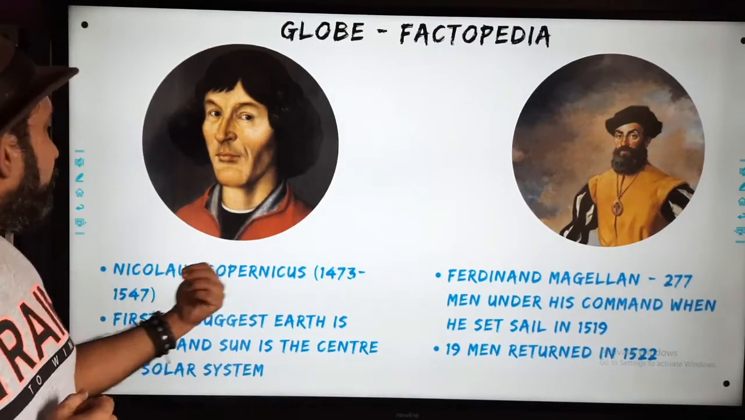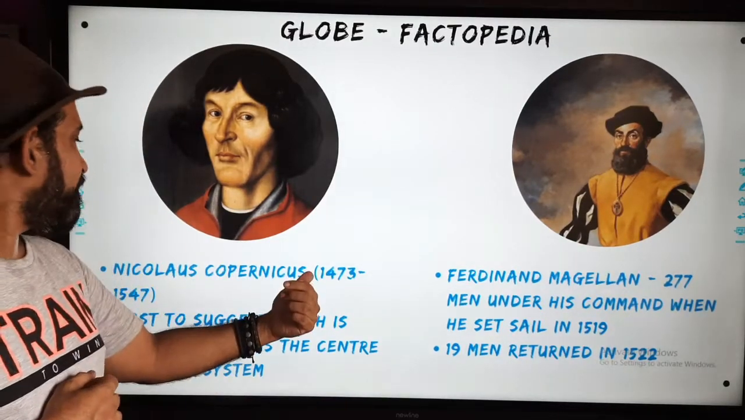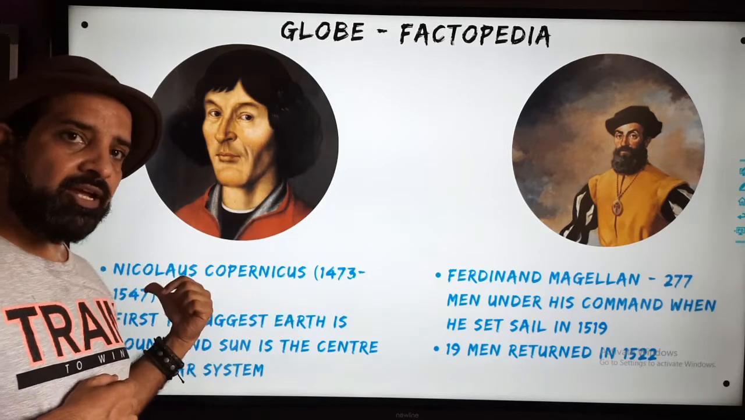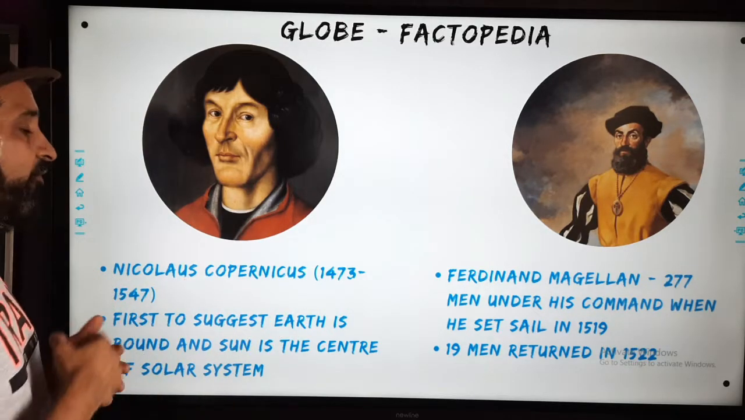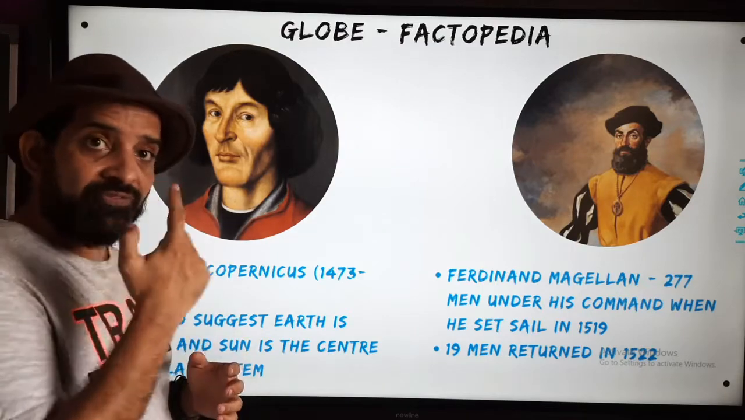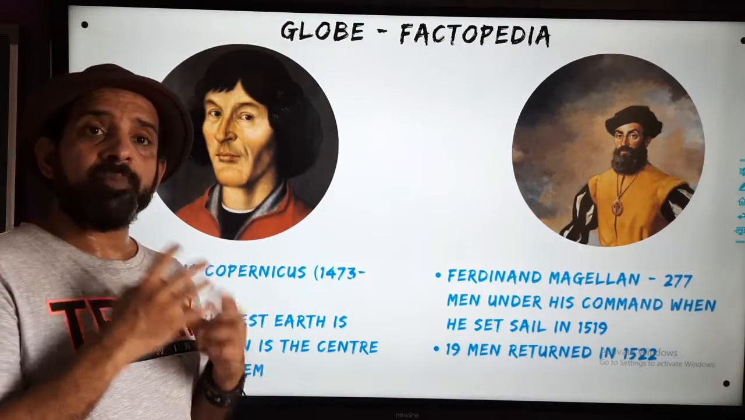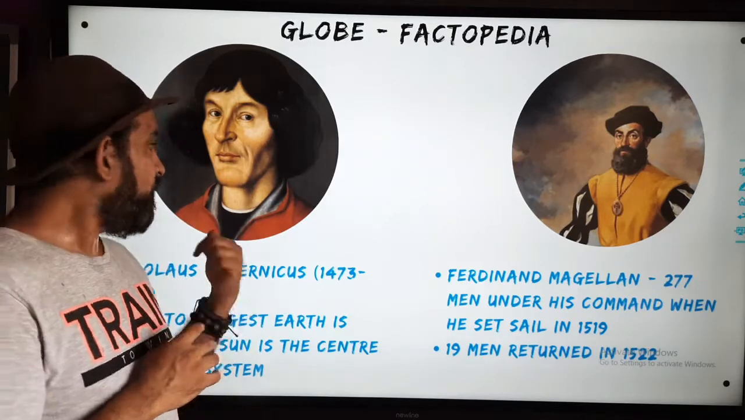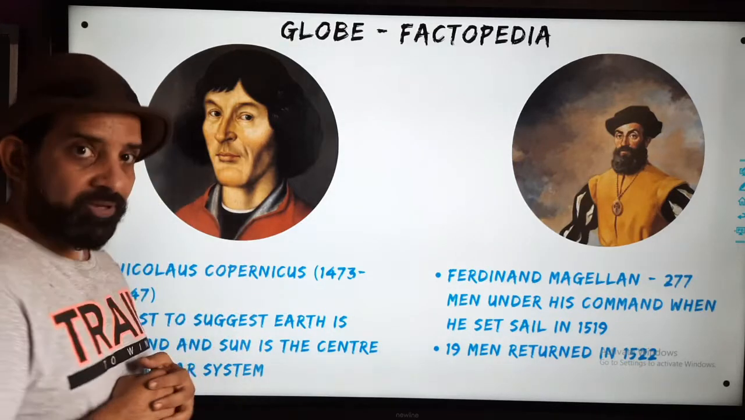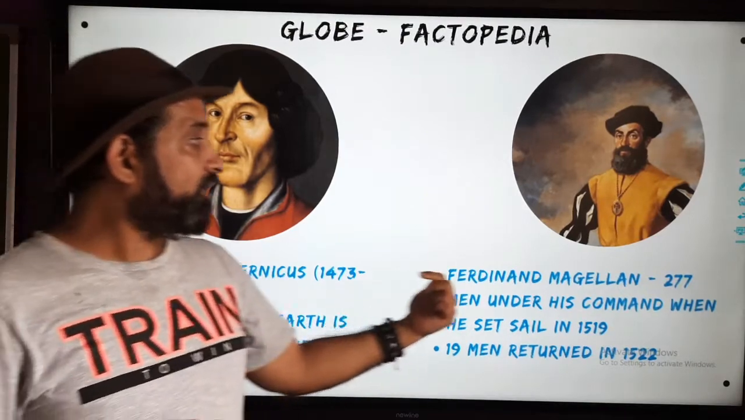The first one was Nicholas Copernicus. He was born in 1473 and died in 1547. He was the very first person to suggest that the earth is round and the sun is the most important part of the solar system. So the credit goes to Mr. Nicholas Copernicus. And similarly, Mr. Ferdinand Magellan.